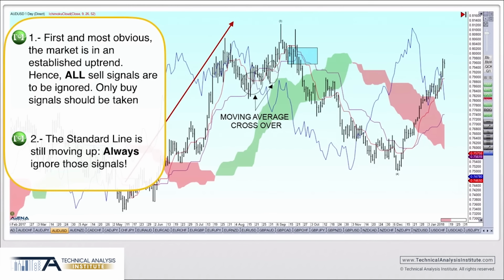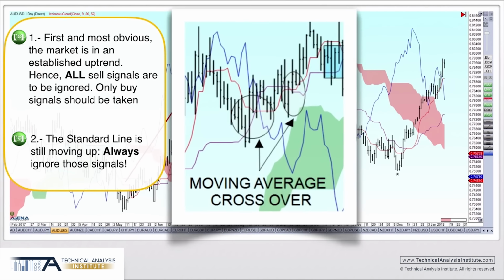For instance, in the blue rectangle, you can see another situation in which the turning line crosses over the standard line from above. But notice on this occasion, the standard line is also moving downwards. As a result, even though the trend was still up by definition, the signal turned out to be a great signal. Now let's go back to the second moving average crossover signal within the second circle on the right. Notice that on this occasion, the signal was a buy signal because the fast-moving average was moving above the slow one.